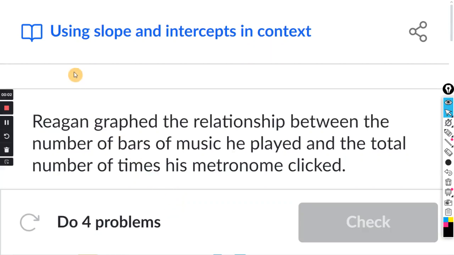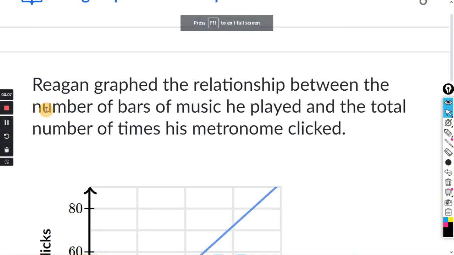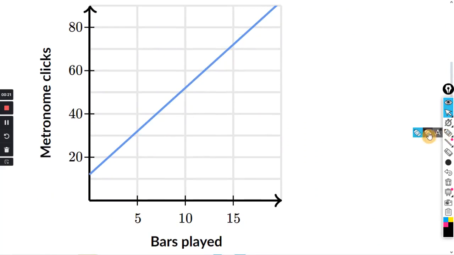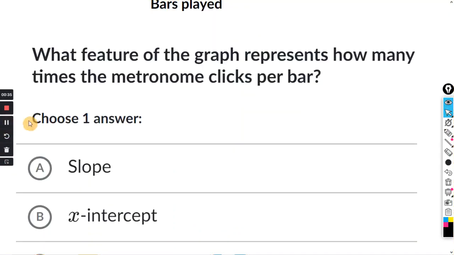This will be for the exercise using slope and intercepts in context. It says Reagan graphed the relationship between the number of bars of music he played and the total number of times his metronome clicked. So here is our graph, and we can see the bars played is the x-axis, and the metronome clicks is the y-axis. Which feature of the graph represents how many times the metronome clicks per bar?